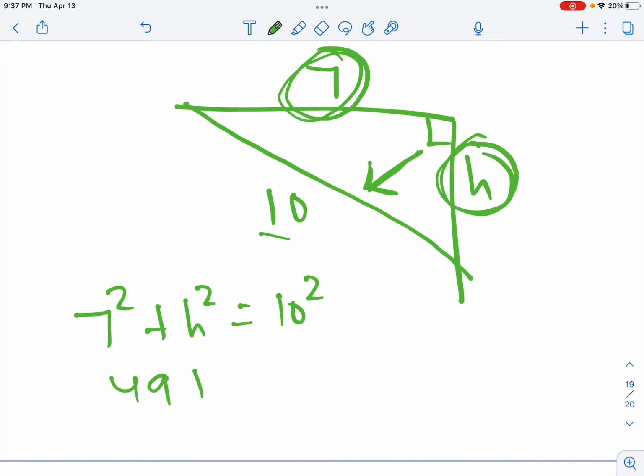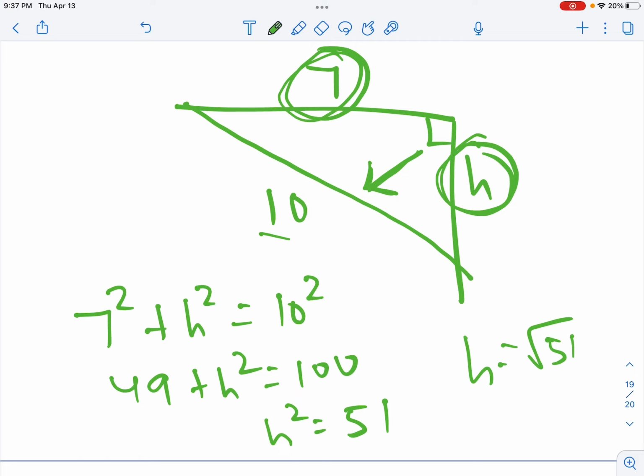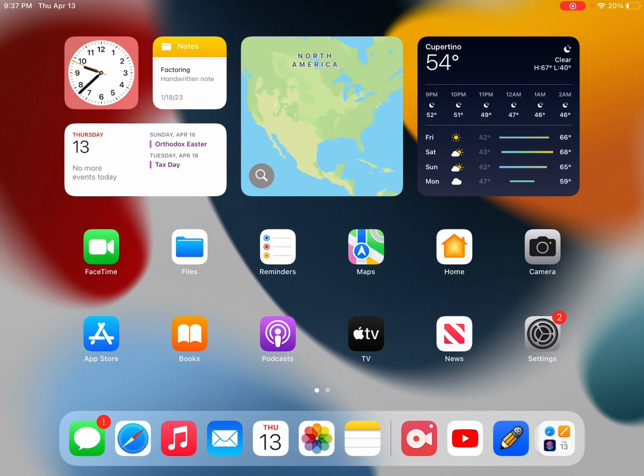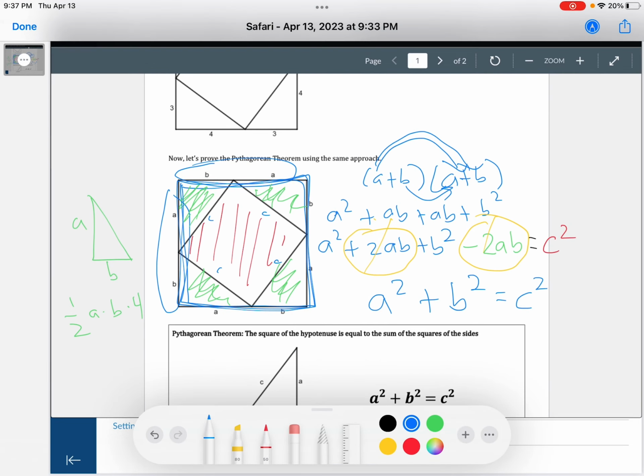So 49 plus 8 squared is equal to 100. We're subtracting 49 from both sides, and we get 8 squared equals 51. And so 8 is going to be the square root of 51. So this leg, we've solved for that leg and found that it has to be the square root of 51. Okay, that's it for the Pythagorean theorem. Now let's go back to our notes and finish up these guys.